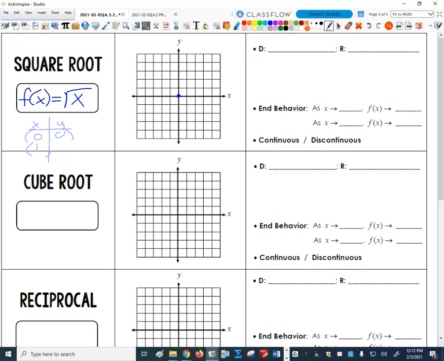Square root of 1? Yeah, good, it's 1. Okay, I'm seeing it. So we get a 1. So I get another point up here at 1, 1.